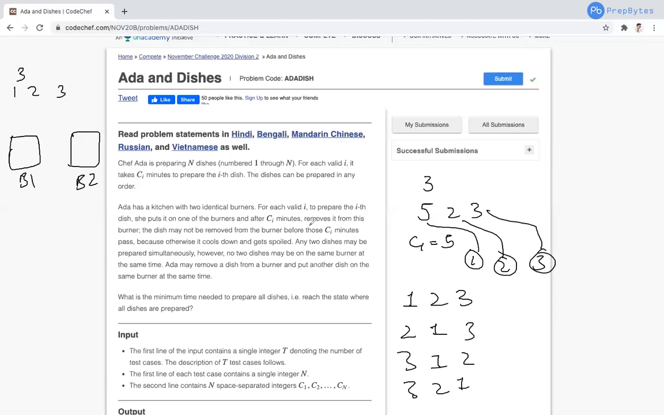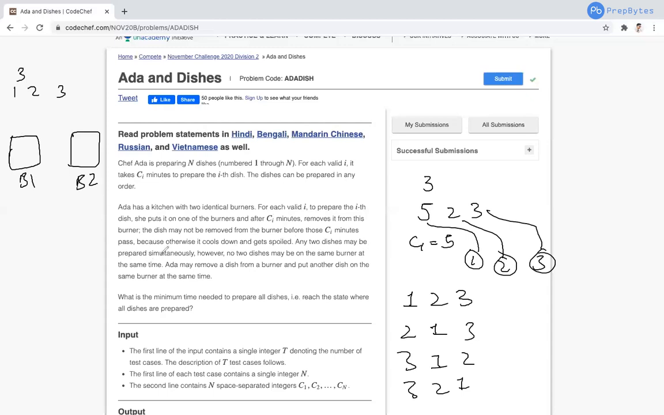Now let's read further: the dish may not be removed from the burner before those Ci minutes. So we cannot remove it from the burner until then. If I have picked up the first dish, we cannot remove it before 1 minute is completed. We will only remove it when 1 minute is completed. Because otherwise it cools down and gets spoiled.